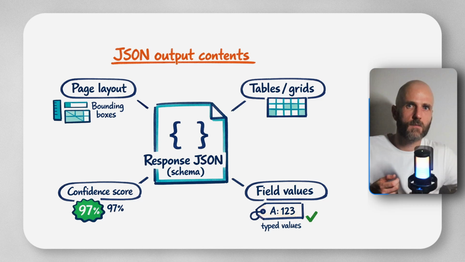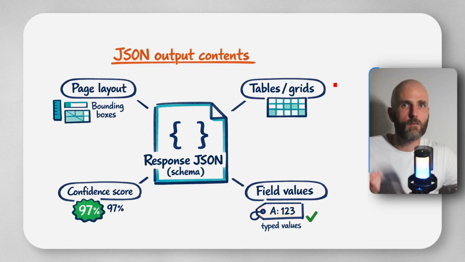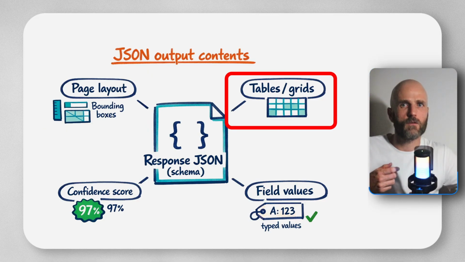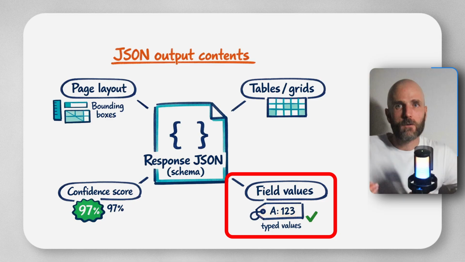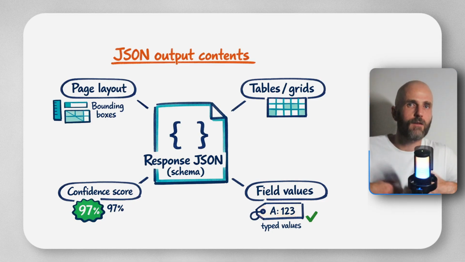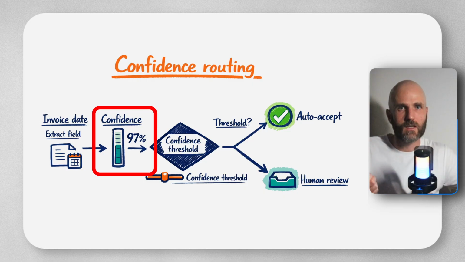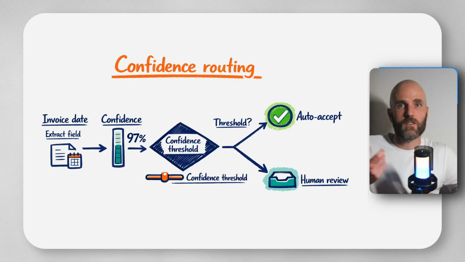What comes back is JSON with a defined schema. I get page layout, so where things are on the page. I get tables or grids if it detected them, and I get individual field values, so actual typed values my code can read. And every value has a confidence score, so I might get invoice date with something like 97% confidence. That number is the difference between automation and chaos. If the confidence is high, I will often auto-accept it. If it's low, I route it to a human review step.